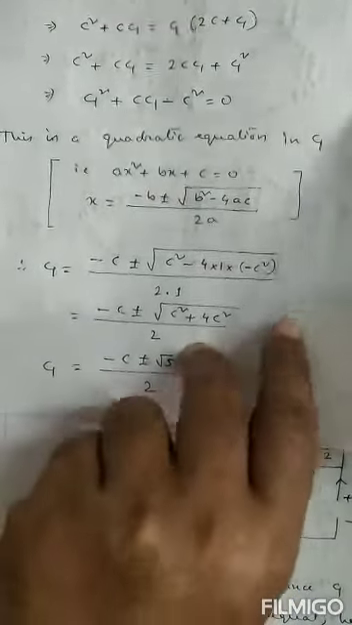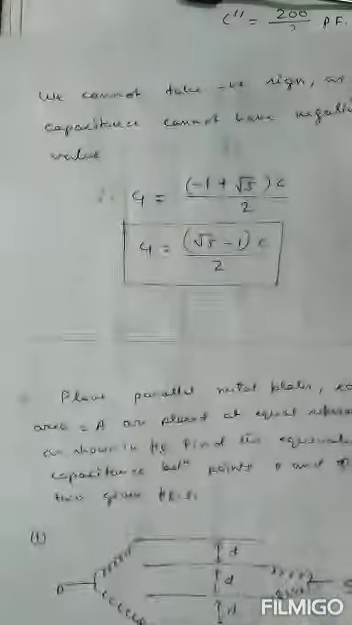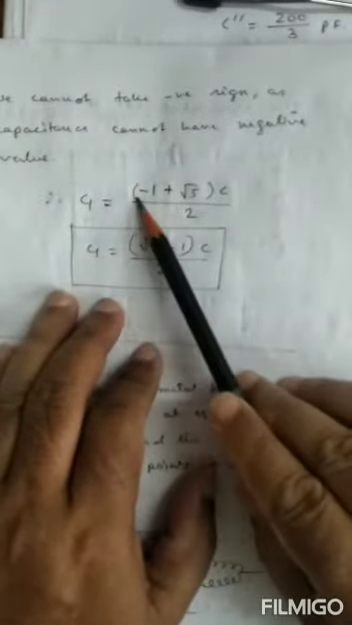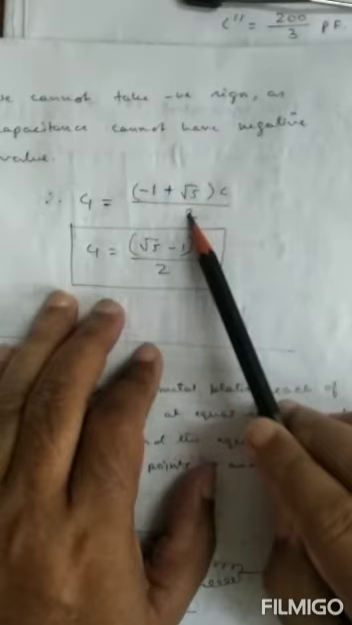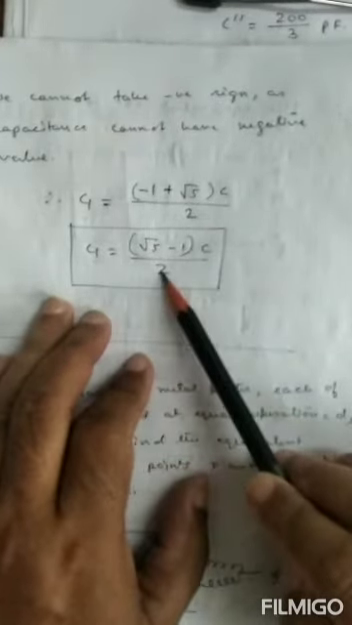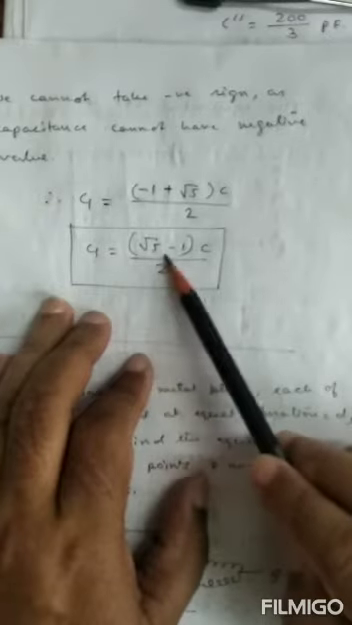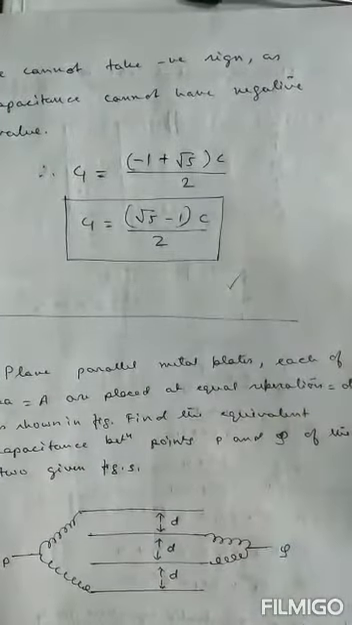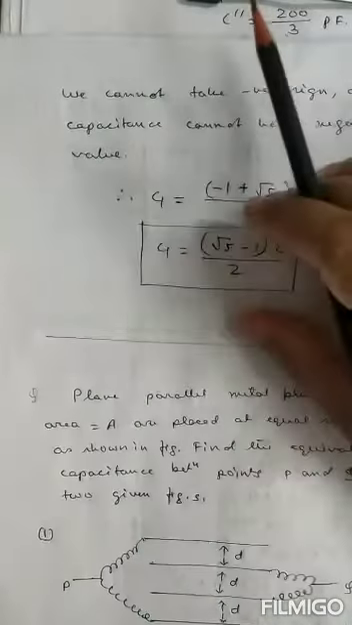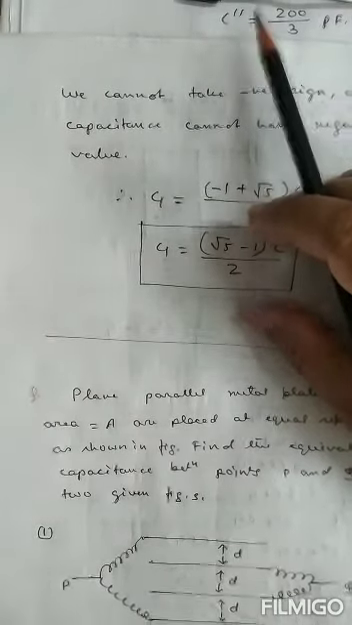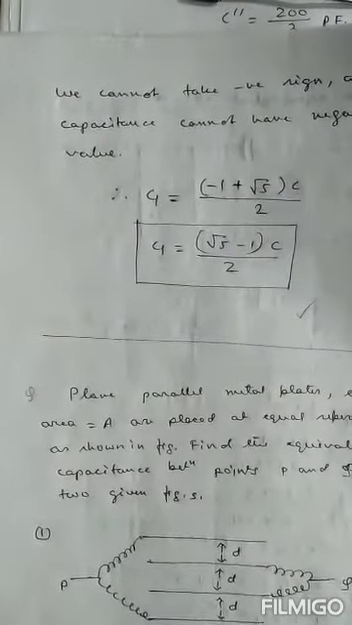Okay? So in the next step, you just see, it is minus 1 plus root 5, c divided by 2. That means c1 is (root 5 minus 1) c by 2. This c1 is (root 5 minus 1) divided by 2. So this is the solution. This numerical is not given in the NCERT books, but in a lot of entrance examinations, this type of question comes.